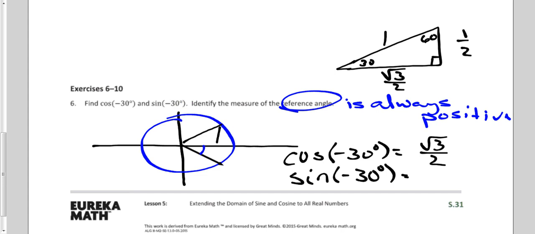So remember, when it was 30 degrees this way, I was going up 1/2, right? What's your guess? Negative 1/2. Why? Because it's going down, right? So this equals negative 1/2. So the sine of negative 30 is negative 1/2. Now think about this.